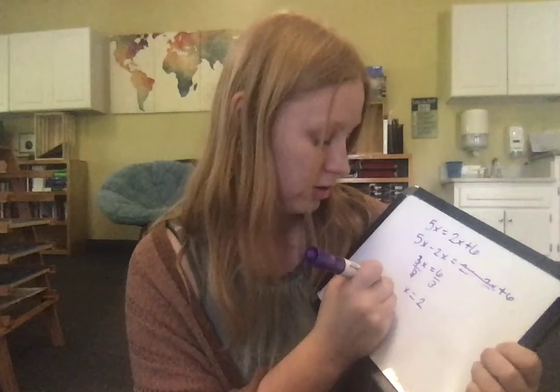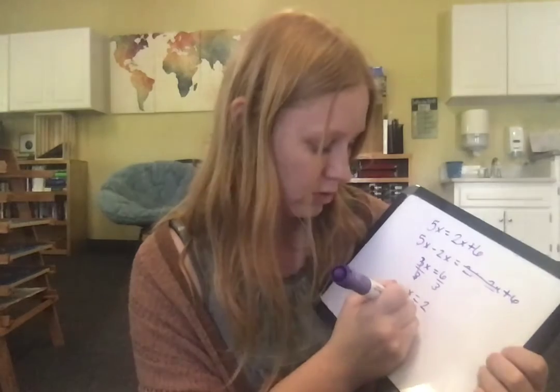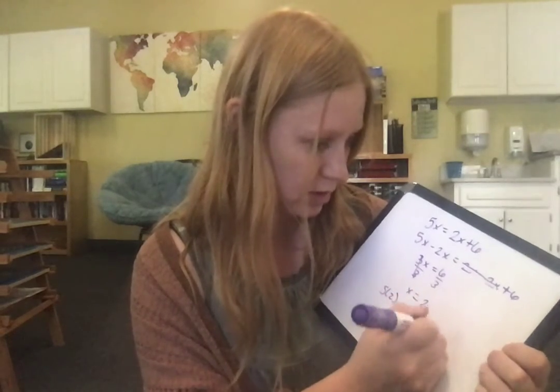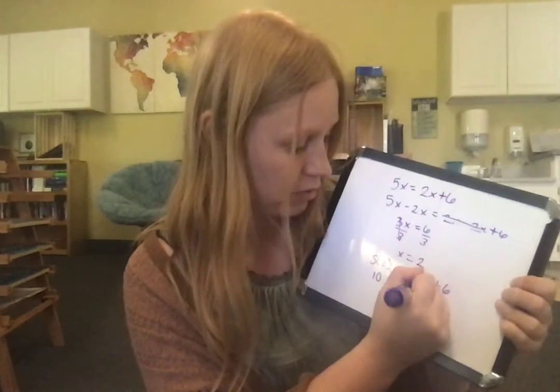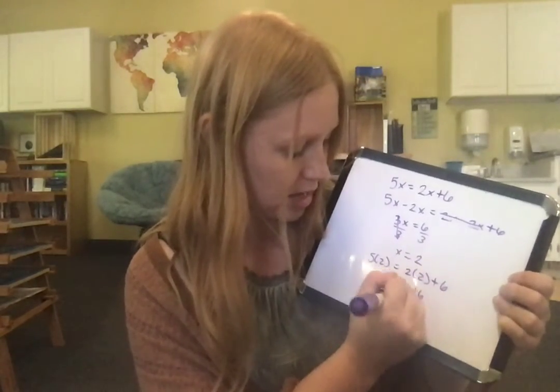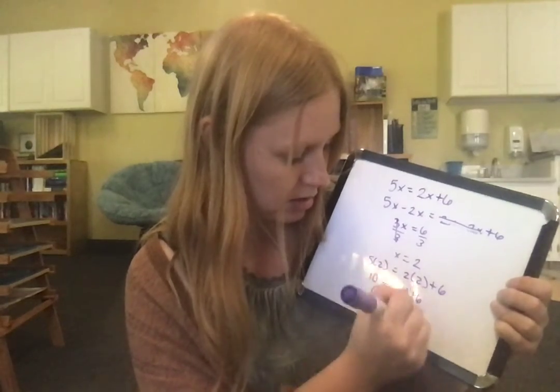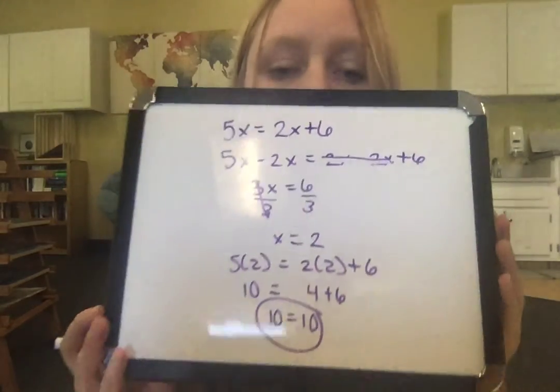Plug it back in. 5 times 2 equals 2 times 2 plus 6. 10 equals 4 plus 6. 10 equals 10. And that is correct.